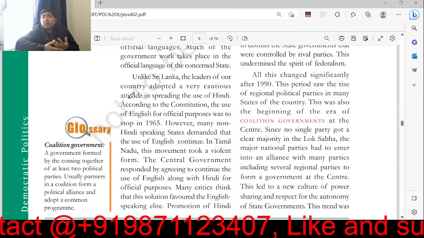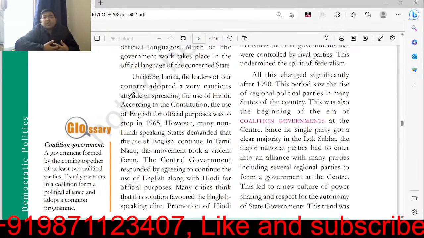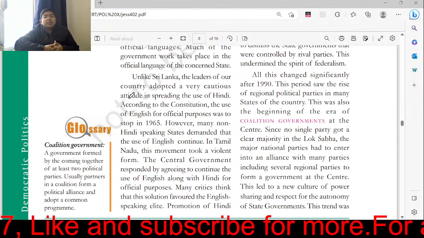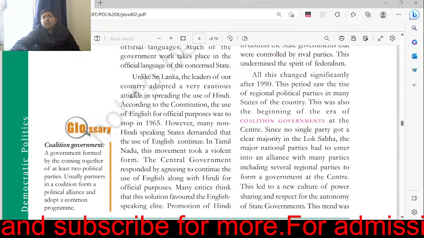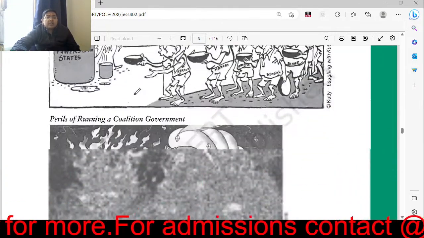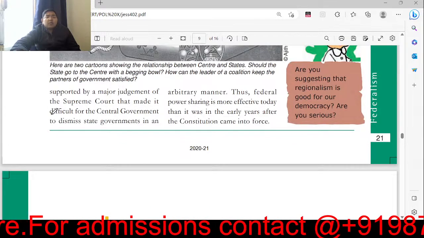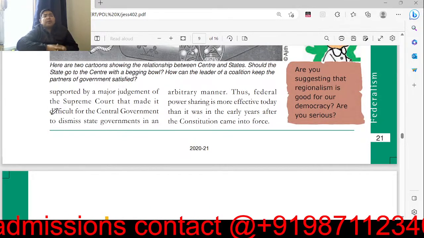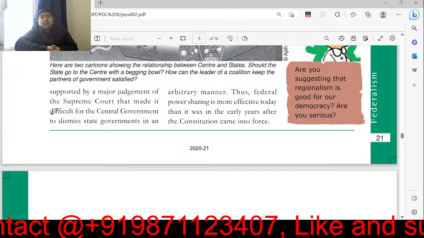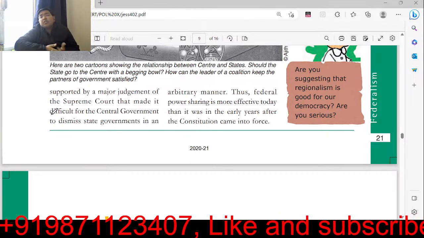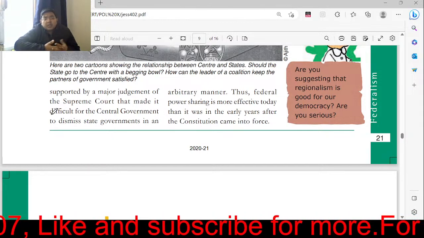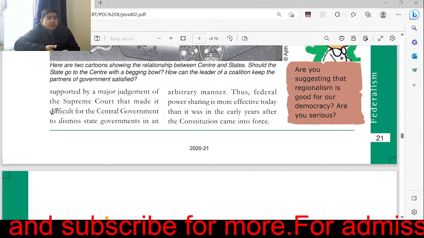This has led to a new culture where power sharing has been there, and there is a considerable amount of autonomy with the state governments. That is why they're able to do their job. And this trend which you see right now is also supported by major judgments of the Supreme Court. I have already told you, in federalism, the independence of judiciary is very important, because without an independent judiciary, it is impossible to control the big brother, and in our case that is the central government.